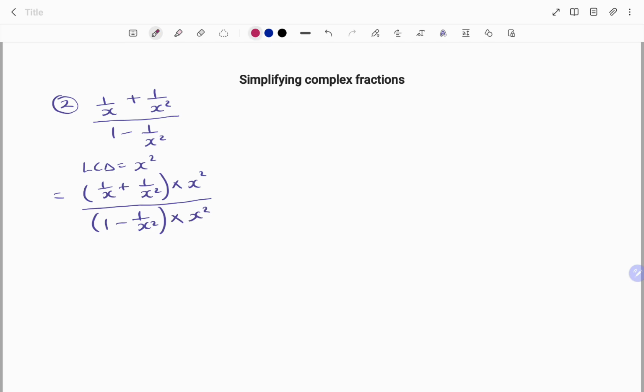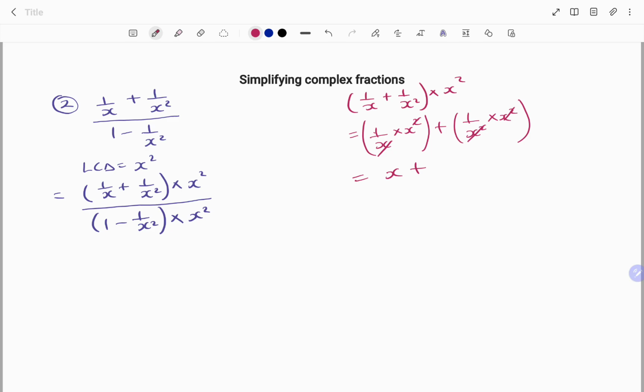If I simplify, showing you how to simplify, at the top, if I have 1 over x plus 1 over x squared multiplied by x squared, the x squared is going to multiply all the terms in the bracket, so that will give me 1 over x times x squared plus, that's the first term, and the second term, 1 over x squared times x squared. That's going to be, this cancels, I'm left with x plus, this cancels, 1.